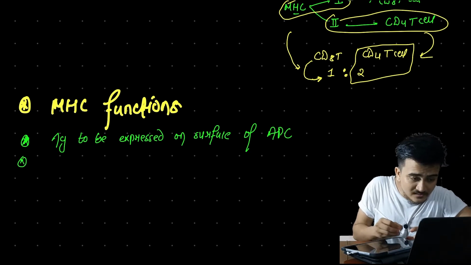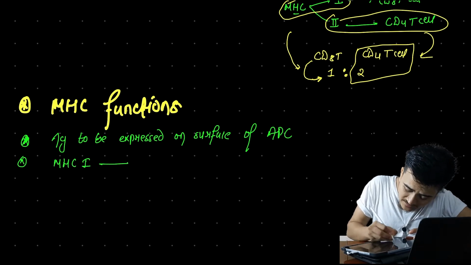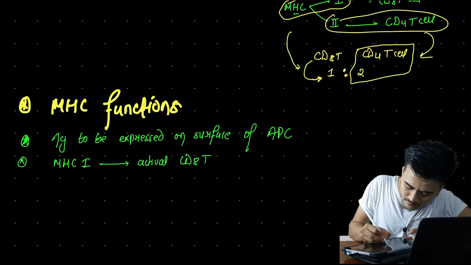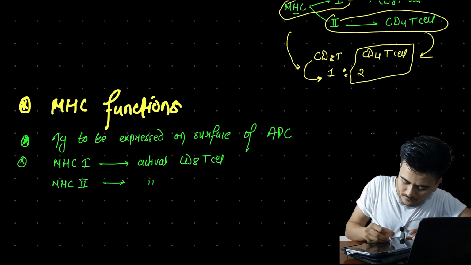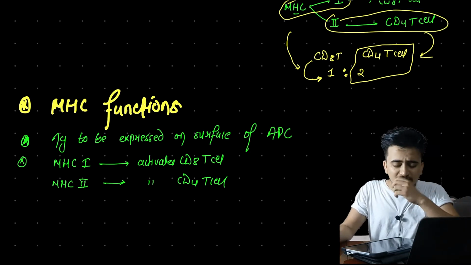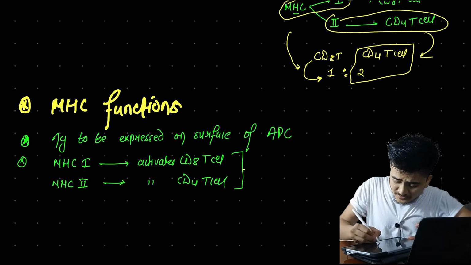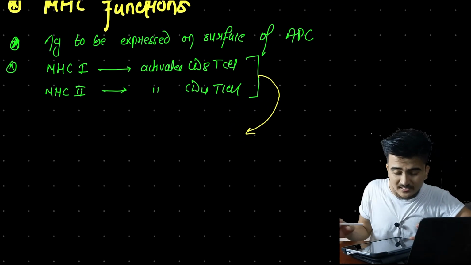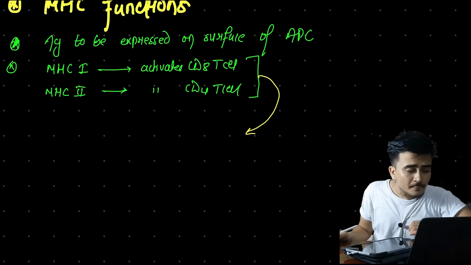And another one we have already talked about. I mean, MHC1, what it does, it activates CD8 T cell. Similarly, MHC2, what it does, it activates CD4 T cell. That is all, right? And from this point, we can bring some other points. And what are the other points? These points are frequently asked in MCQs.